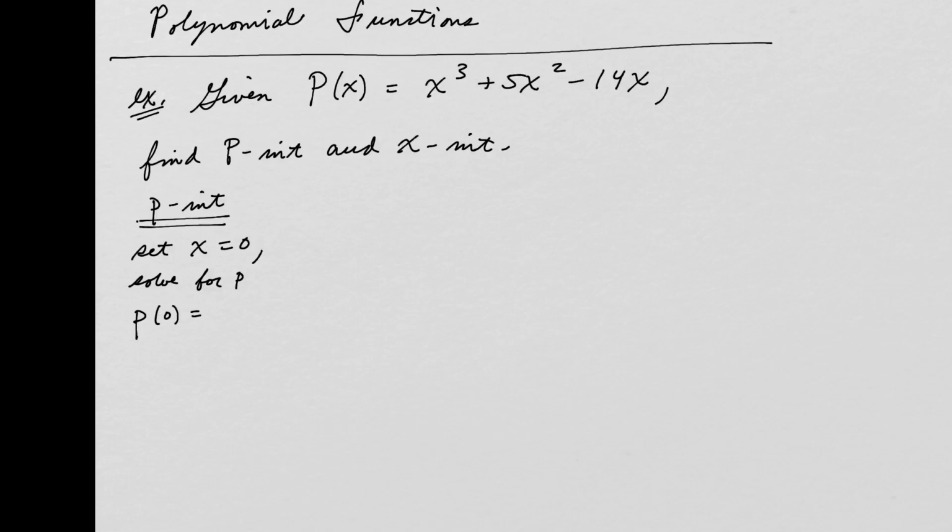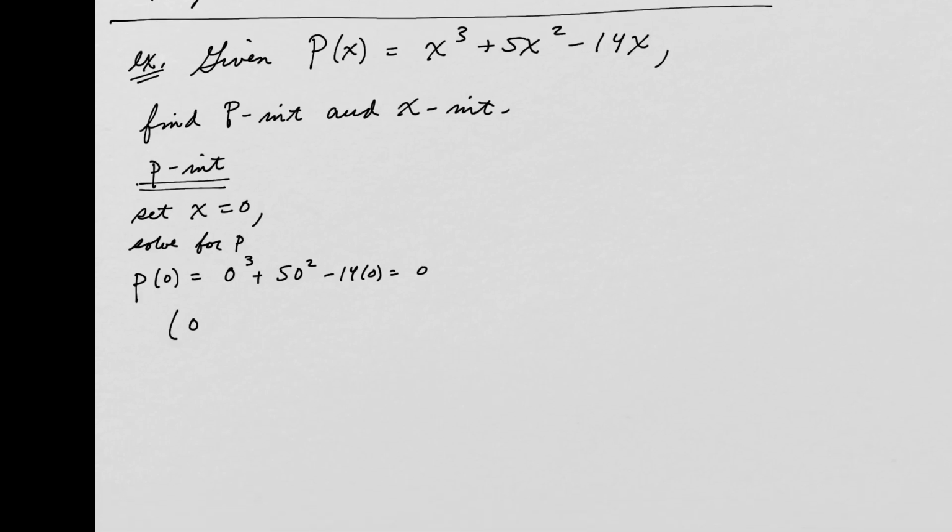And if you do that, what are you going to get? Well, in this case, I'm going to have 0 cubed plus 5 times 0 squared minus 14 times 0. Well, that's just 0, right? So the p-intercept is just going to be the origin. It'll be the point (0, 0). Okay, what about the x-intercepts?